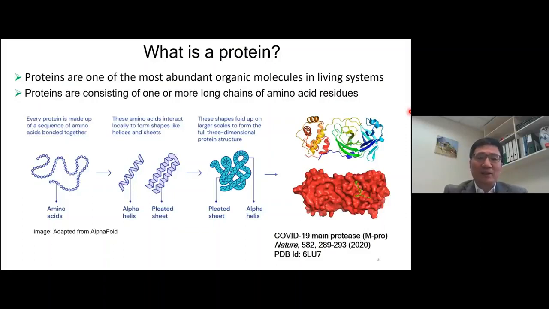It's a typical molecule with one amino group and one acid group. These amino acids can assemble through condensation of the carboxyl group and the next amino group to form what we call the amide bond, and then assemble into a biomolecule or polymer. So every protein is made up of a sequence of amino acids bonded together.